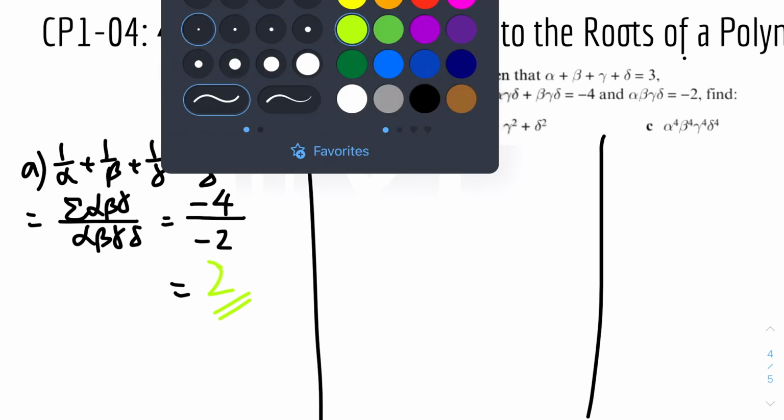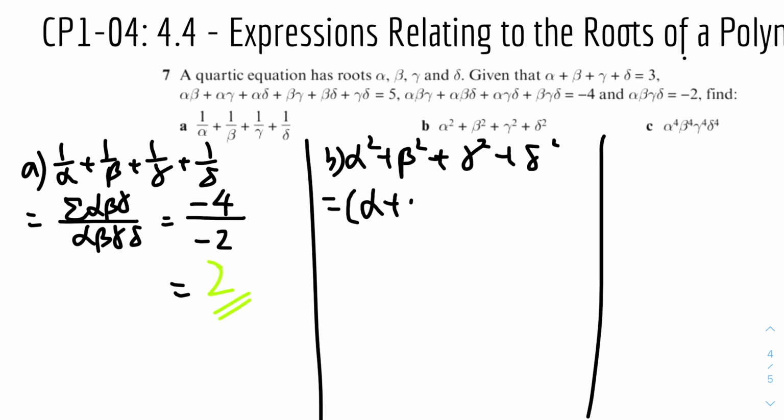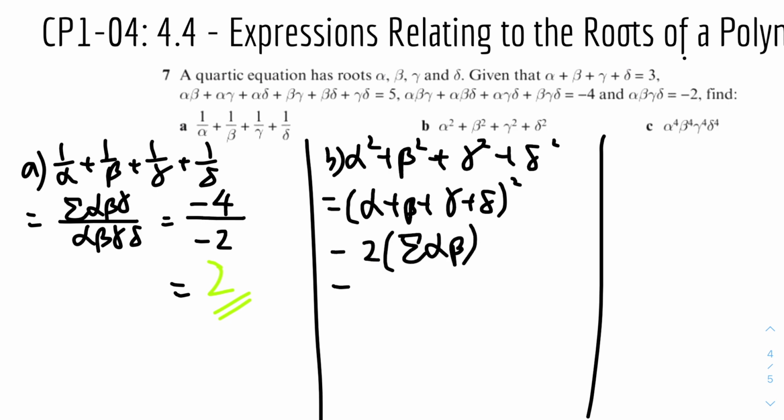And part B, alpha squared plus beta squared plus delta squared plus gamma squared. And this is just like the rules of squares that we learned. It'll be equal to alpha plus beta plus gamma plus delta, squared, minus 2 times the sum of product pairs, like so. And this is equal to 3 squared minus 2 times the product pairs, 5. So it'll be 9 minus 10, which is equal to minus 1.